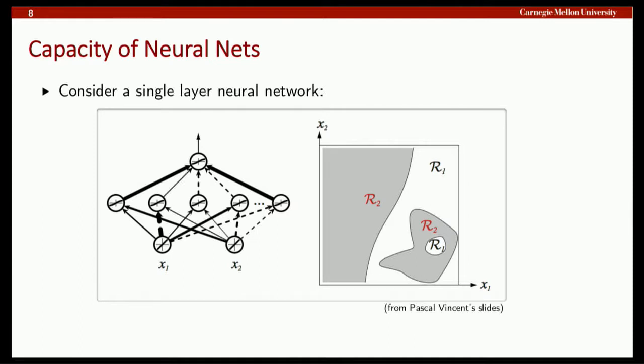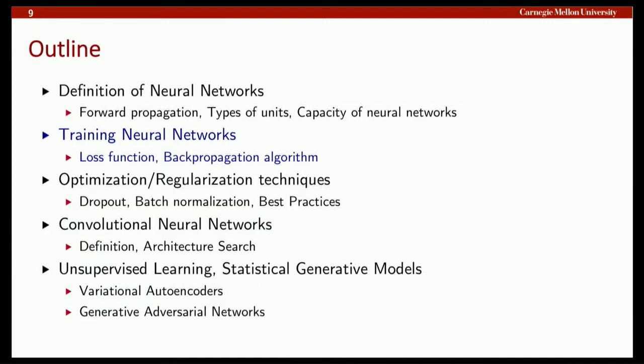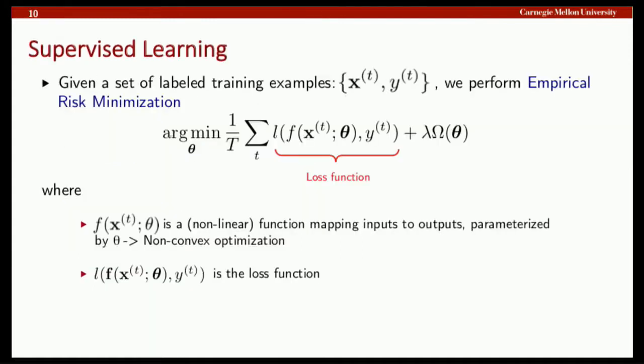Now, how do we train these models, right? Let's look at the idea behind training these models. When we think about training neural networks, we think about supervised learning. Imagine that we're given a set of labeled training examples. We have some inputs X, think of them as images. We have some targets Y, you can think of them as classes that we're trying to classify our images into.